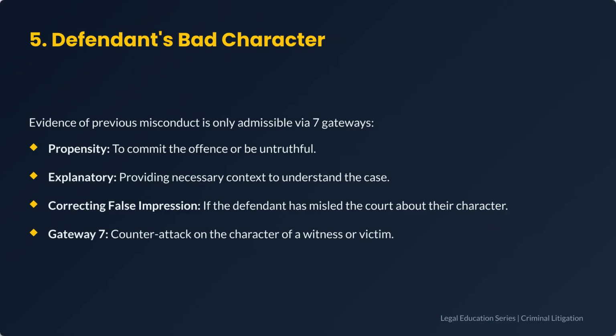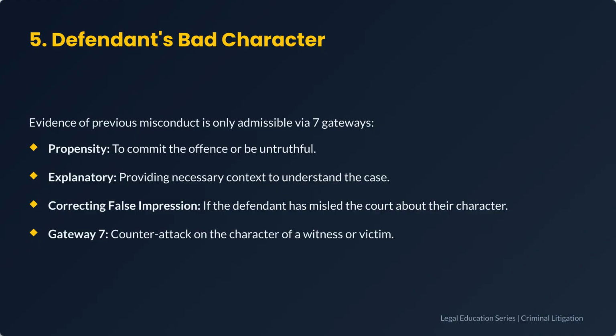Bad character is inadmissible by default to prevent the jury from forming a biased view of the defendant's past. To admit this, the prosecution must fit it into one of 7 gateways, such as propensity to commit offences or propensity to be untruthful. You must apply the Hansen test rigorously. Is there a genuine propensity, or is the prosecution just using stale or irrelevant convictions to inflame the jury?